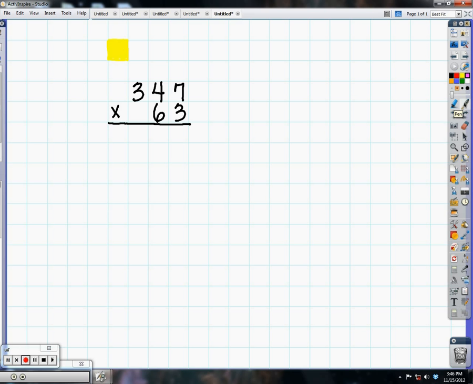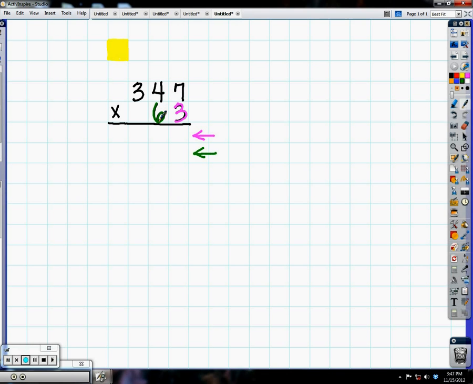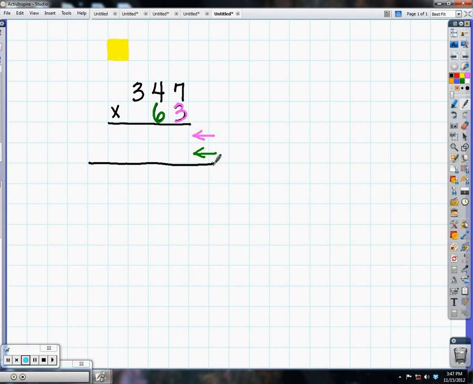So, here is how you would set up the problem. Let's say you have 347 multiplied by 63. Now you know that there is going to be two lines of work. So the first line of work is where you're going to multiply 347 by 3. And the second line of work is really where you're going to be multiplying 347 by 6. So put your two arrows off to the side to show your two lines of work. Once you have those, you're going to add them together.